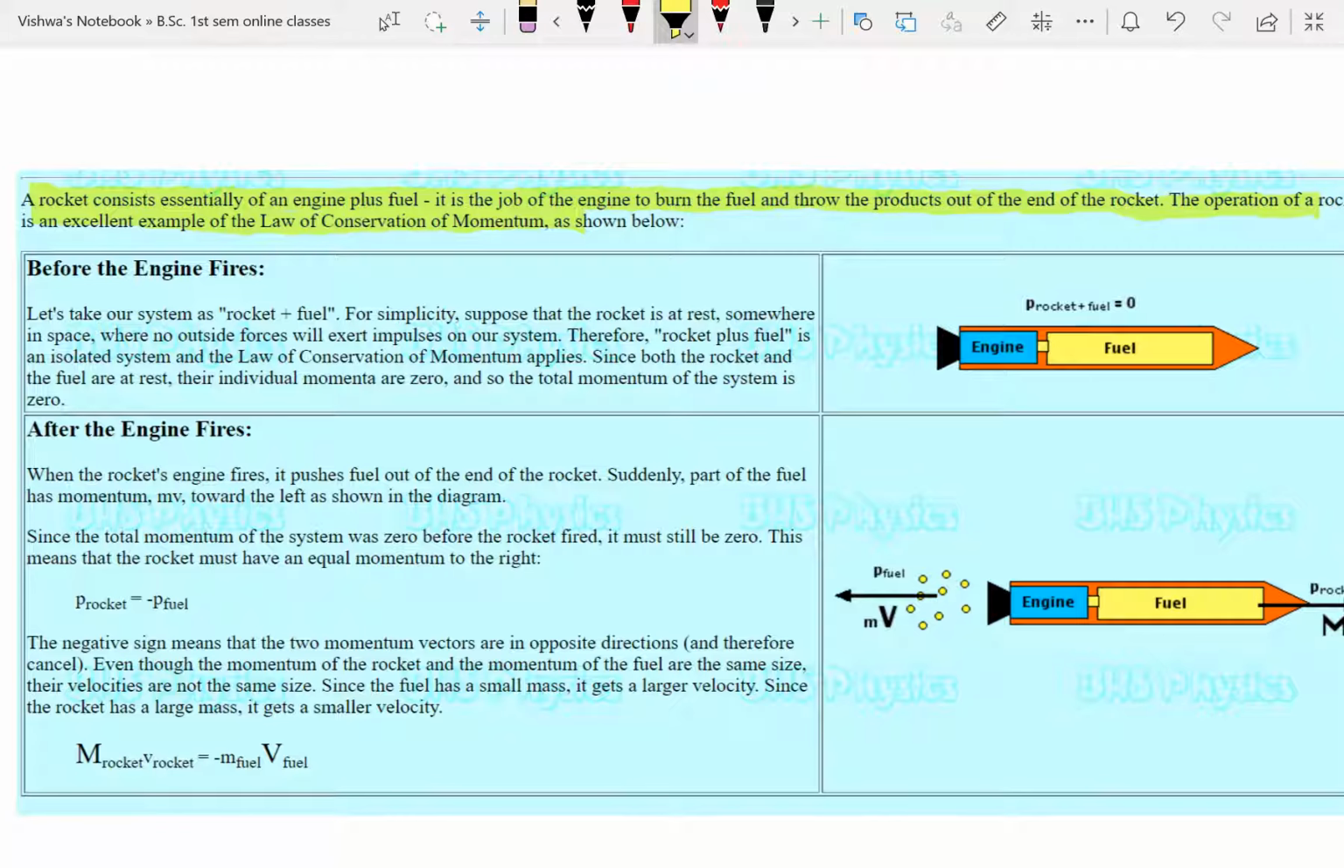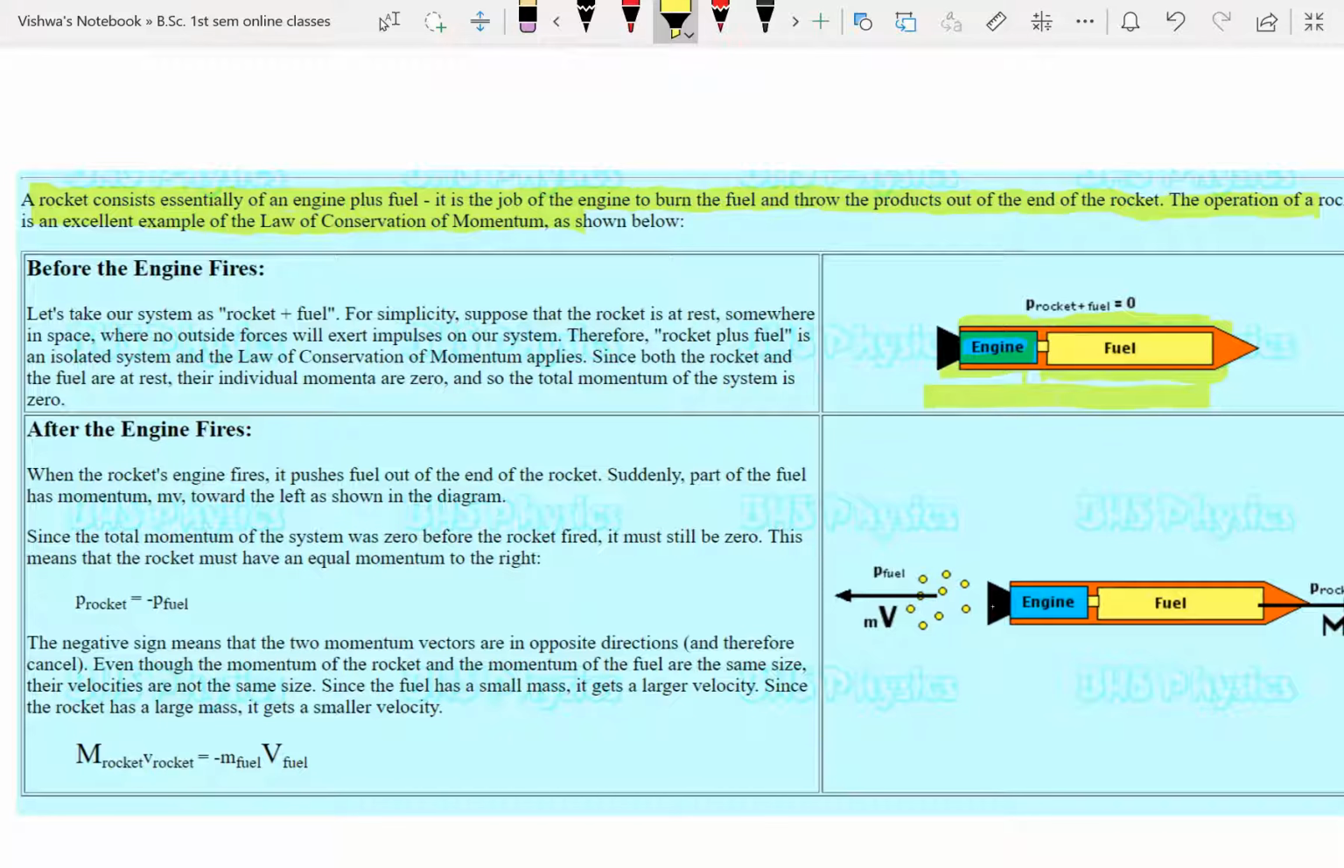Here rockets are there. So here we are considering two cases. One is before the engine fires, that means before the rocket starts, and the other is during the rocket firing. So a simple diagram is here. This is the fuel. The major mass of the rocket is from the fuel only, and this is the engine.